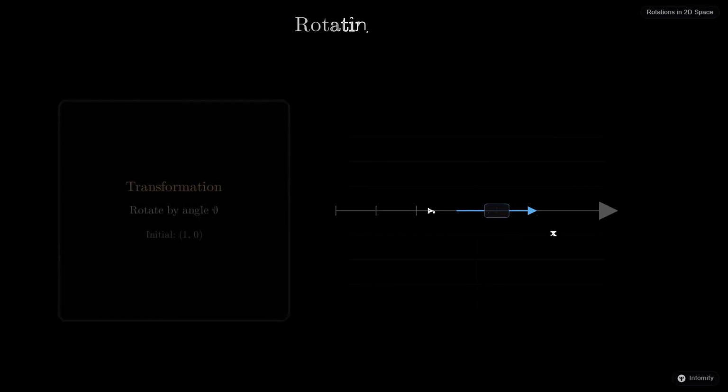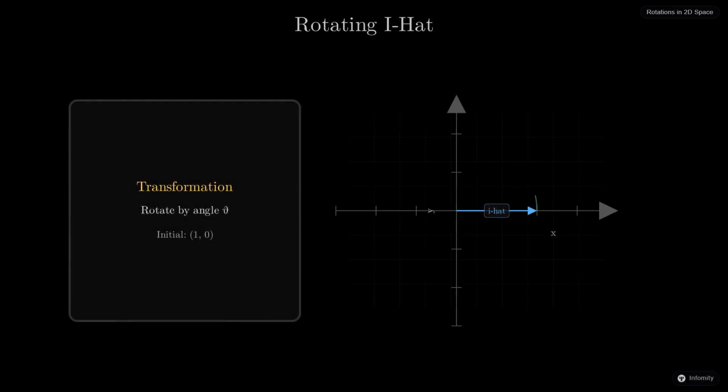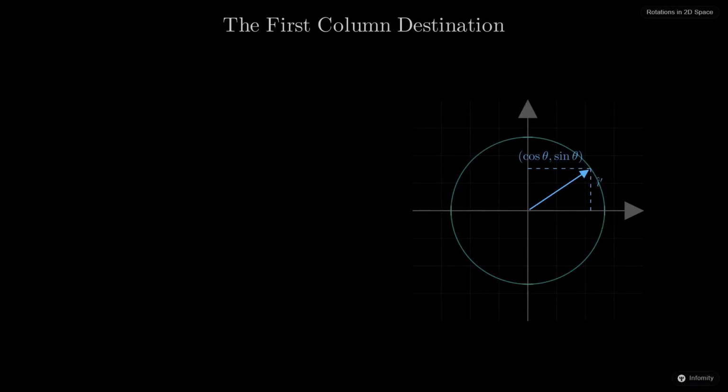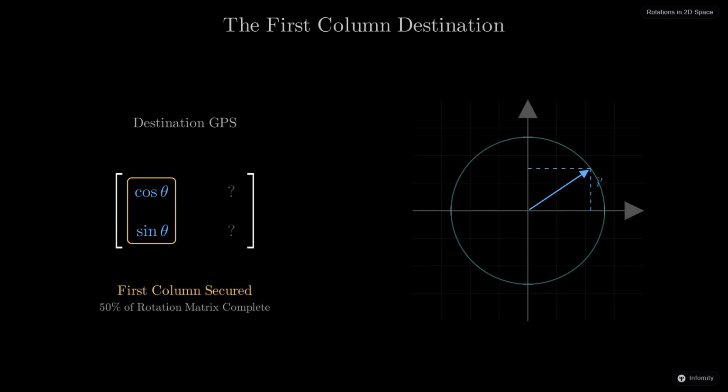Now, let us rotate the entire grid by an angle theta. If we focus only on i hat, as it sweeps upward along the unit circle, its tip traces out a right triangle. Using basic trigonometry, the adjacent side along the horizontal axis has a length of cosine theta. Meanwhile, the opposite vertical side has a length of sine theta. This means our rotated i hat has landed at the coordinates (cosine theta, sine theta). Remember our GPS analogy? We write this destination as the very first column of our transformation matrix. Consequently, we are now exactly halfway to building our complete rotation formula.